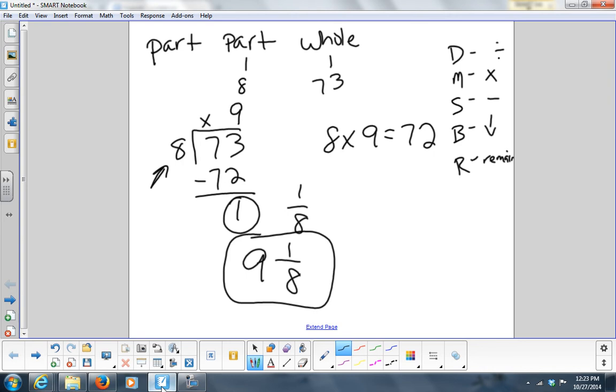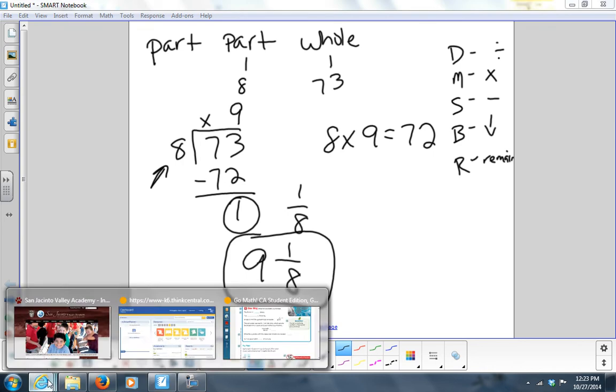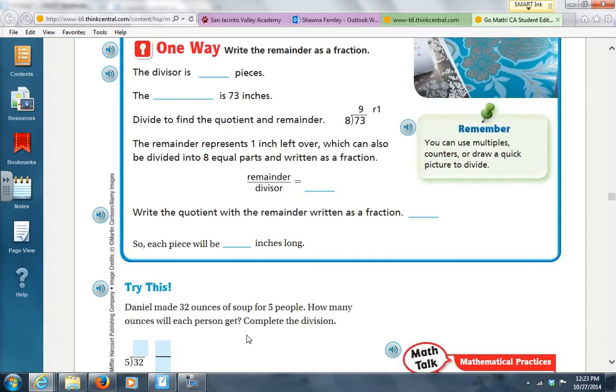Your remainder over divisor is going to be 1/8. The quotient with the remainder written as a fraction is going to be 9 1/8. So it's the remainder over what's on the outside of the house, which is the 8. And 9 1/8 is the answer. So each piece will be 9 1/8 inches long.